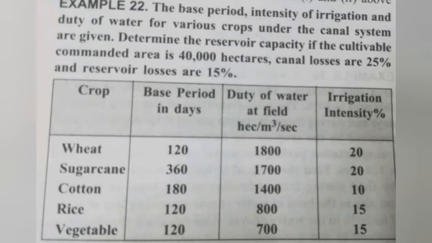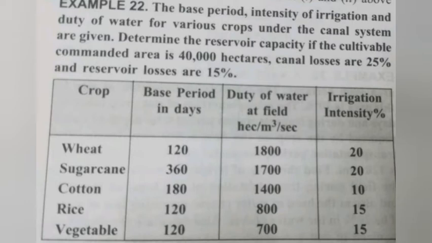So in the first column they have given the various crops, the second column is base period in days, the third column is duty of water at field in hectare per meter cube per second, and the last column is irrigation intensity percentage. So to find the reservoir capacity, we need to find the discharge required firstly.